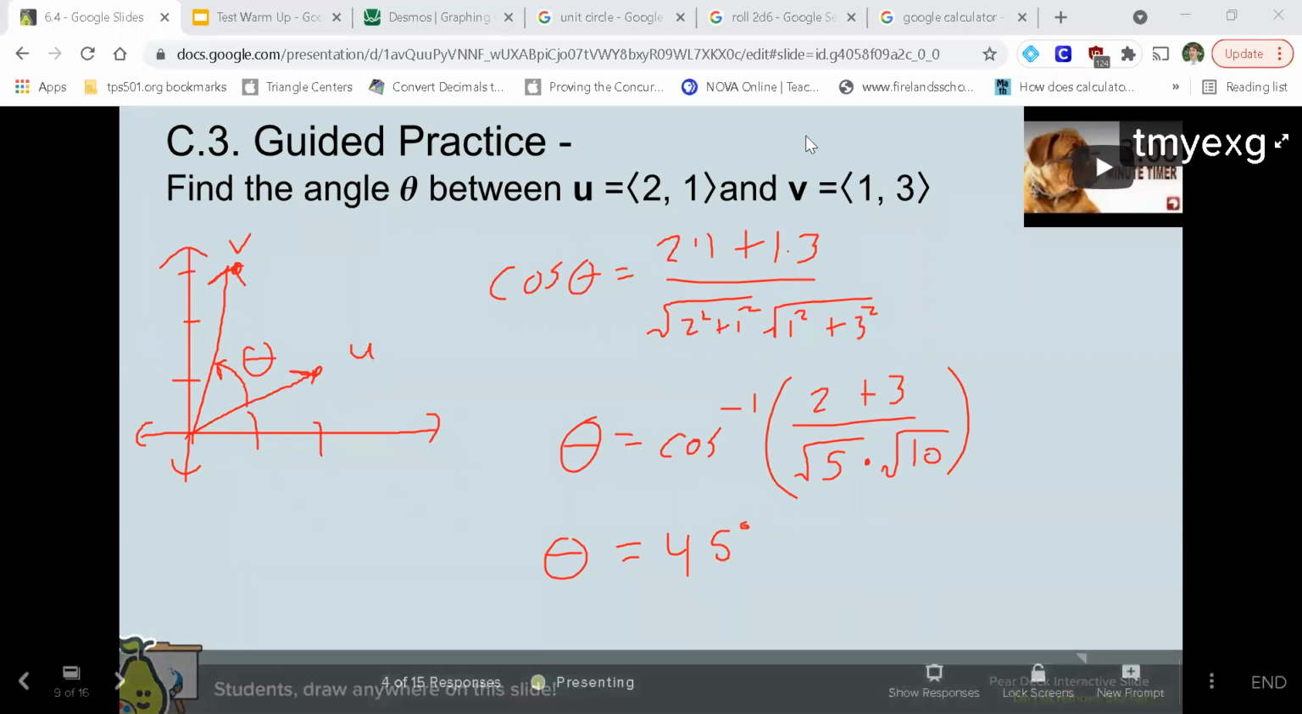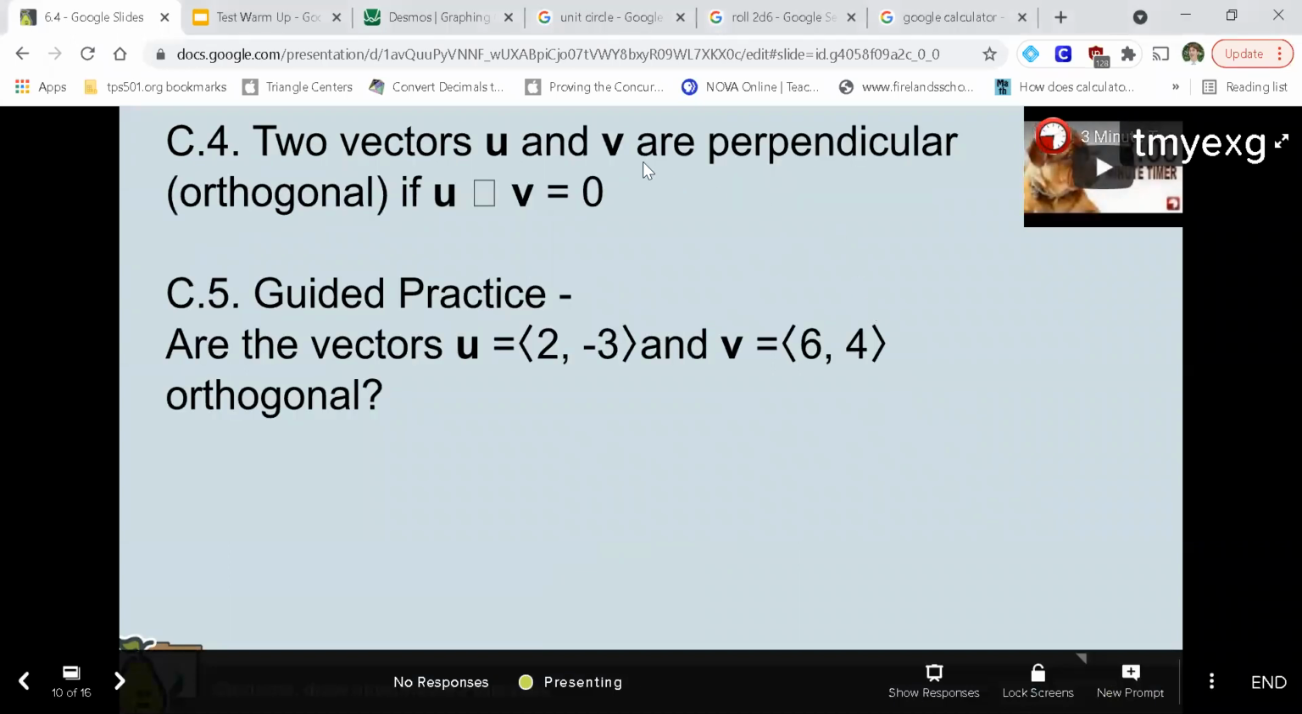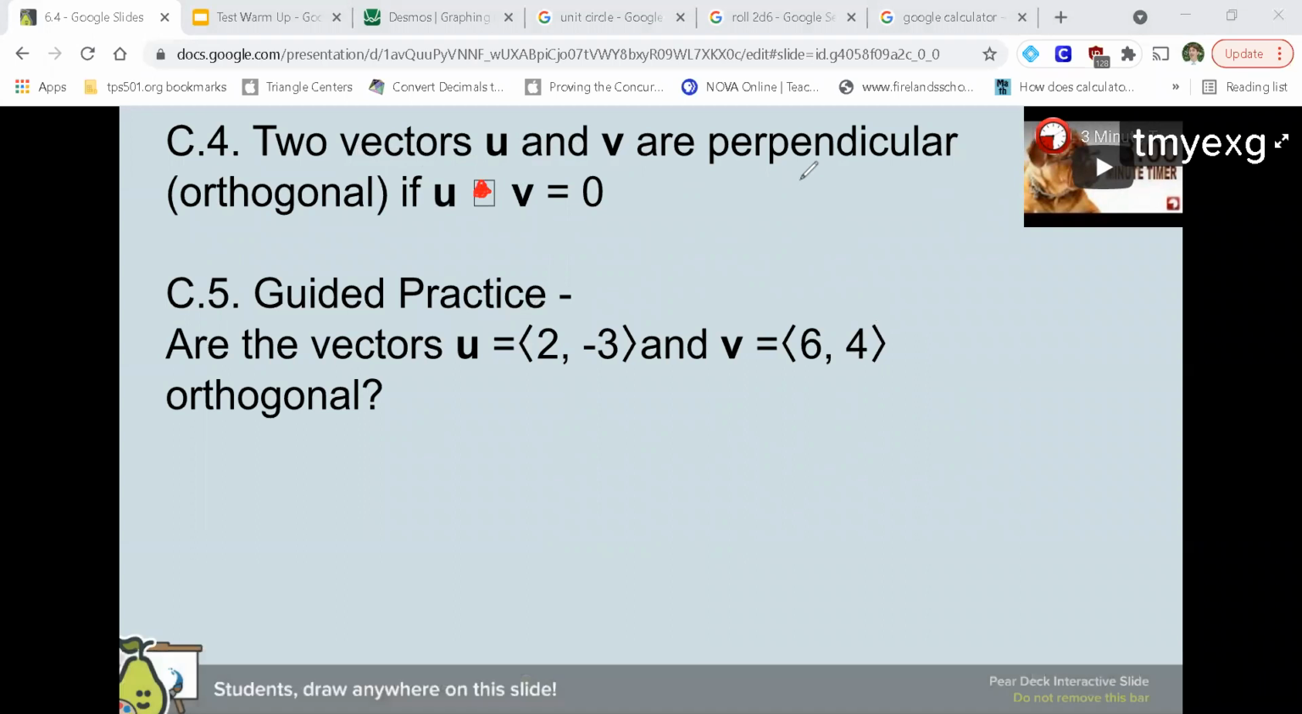Okay. Last thing going in your notes then. We won't do the practice. We'll just do this part. Two vectors, u and v, are perpendicular if their dot product is 0. And then we'll do this guided practice for bell work tomorrow. So once you write down this statement, you're good to go. Pack up.